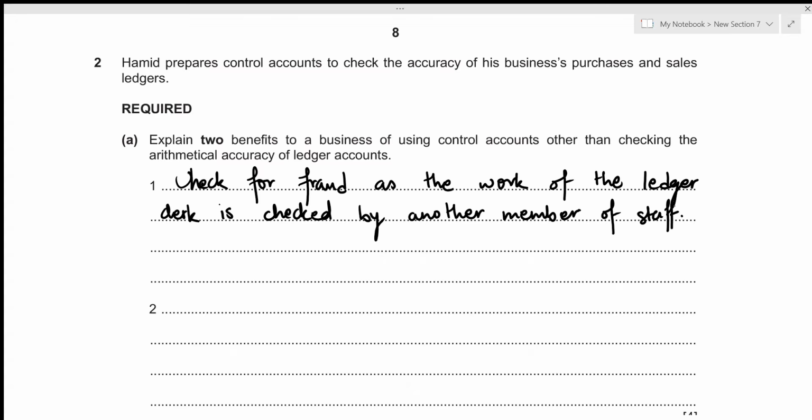Secondly, control accounts provides quick access to totals for trade receivables, which will facilitate in the preparation of financial statements. So let's write that down as well.